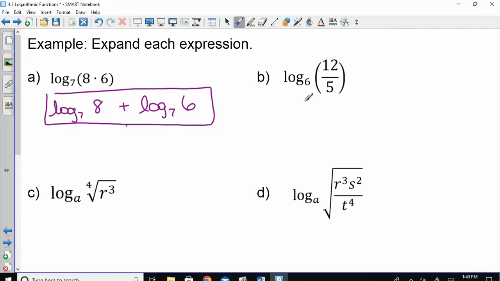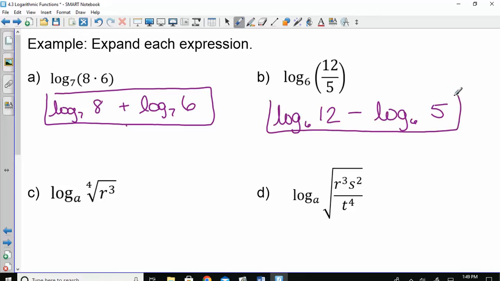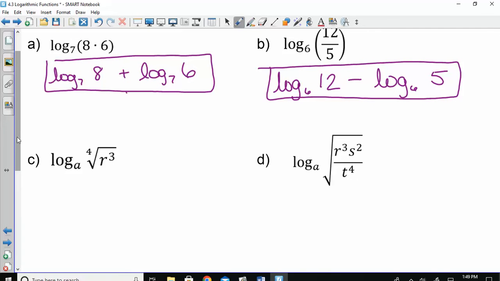Right. B. What do I need to do here? Subtract. So we would put log base 6 at the top minus log base 6 of the bottom. All right, C.